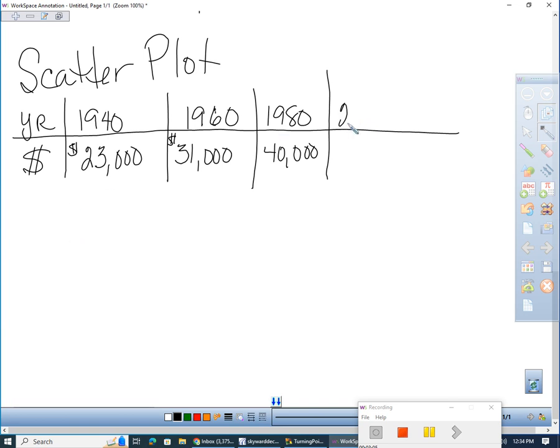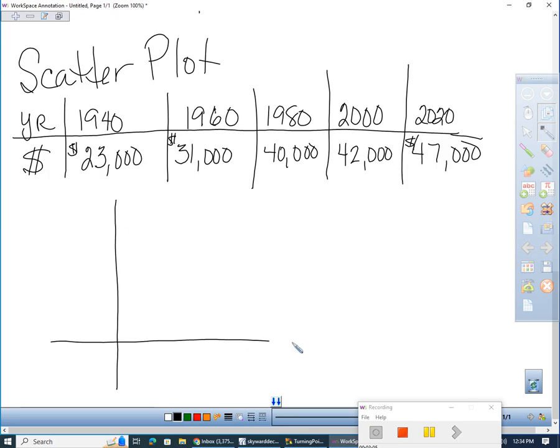In the year 2000, let's say they made $42,000. And in the year 2020, let's say we made $47,000. All right. So now we're going to plot these on a scatter plot.